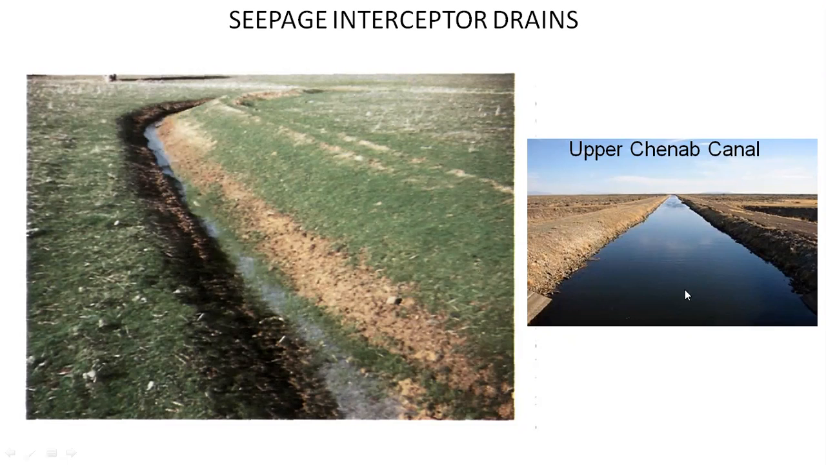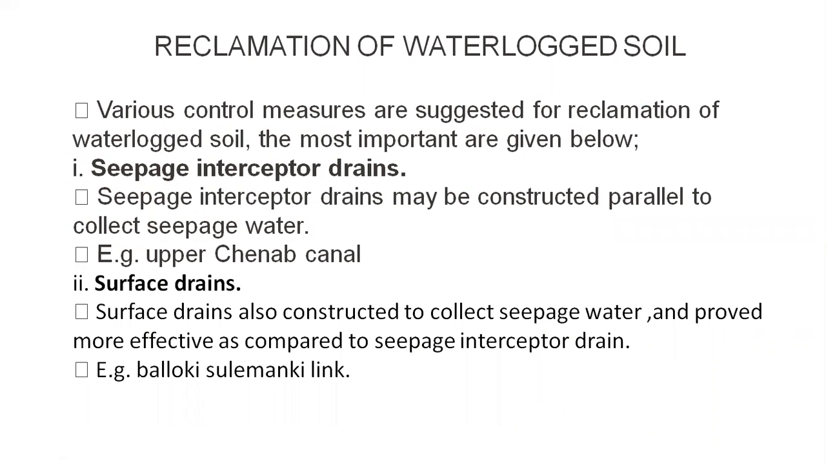Upper Chenab canal is, obviously, in the Punjab region. So Upper Chenab canal is the example of a seepage interceptor drain. They will basically carry the seepage water, and they are constructed parallel to the main channel of the water.